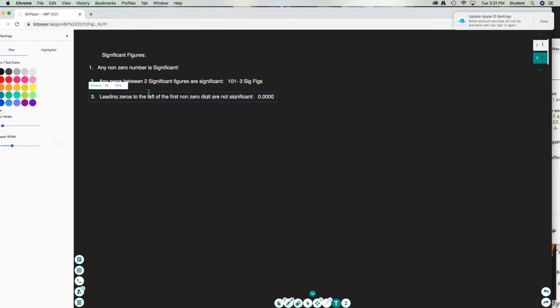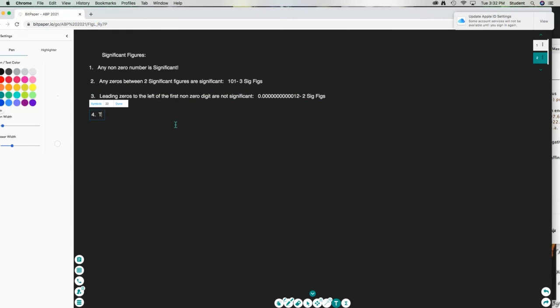So in the number 0.00012, how many sig figs do you see? Just 2. Bless you. I know, that's a bad joke. 2 sig figs, that's absolutely correct.